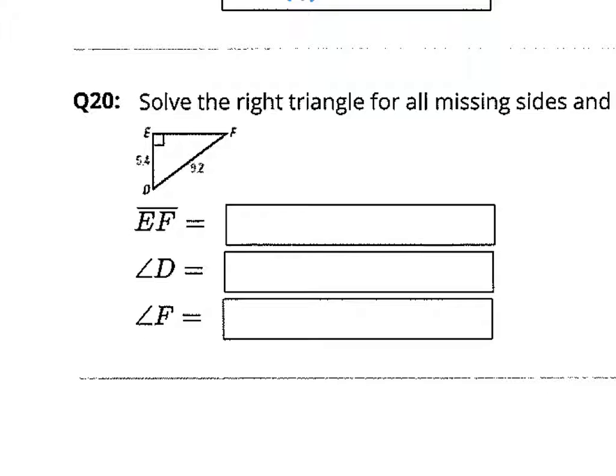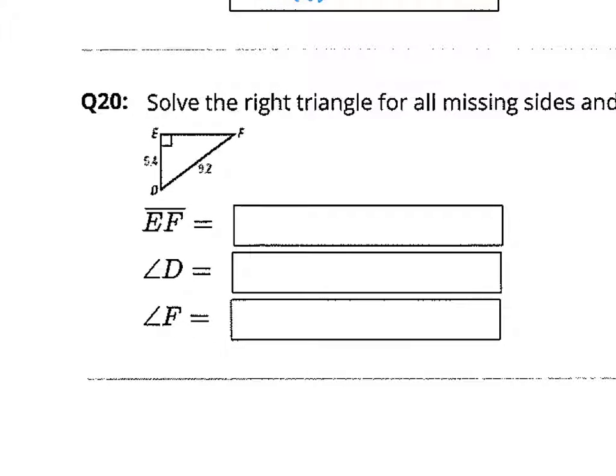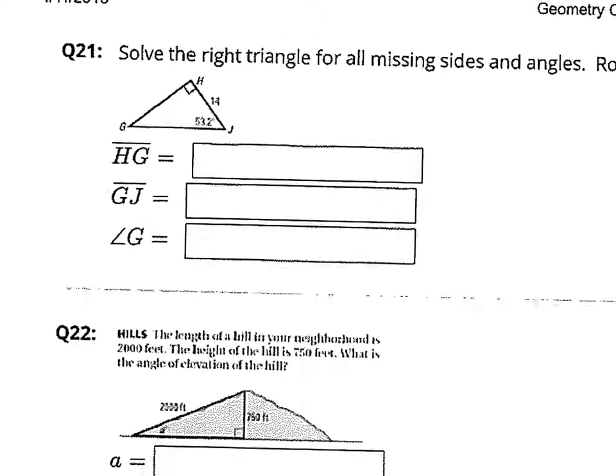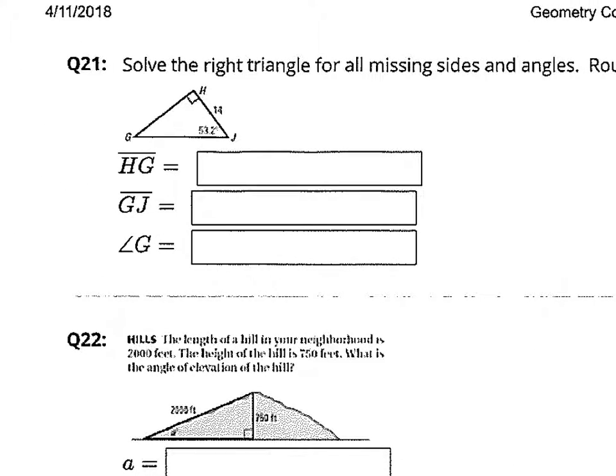Okay, number 20 is a gimme. So you're going to put this in. 7.4. 54.1. And 35.9. Okay, for number 21 here, guys, we're going to give you a couple gimmies here so we can keep moving. You should have 18.7, 23.4, and 36.8. That's for 21.